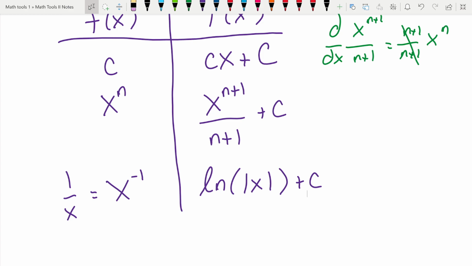And then you might remember that the derivative of the natural log function is 1 over x. So that part of it might not be too surprising.